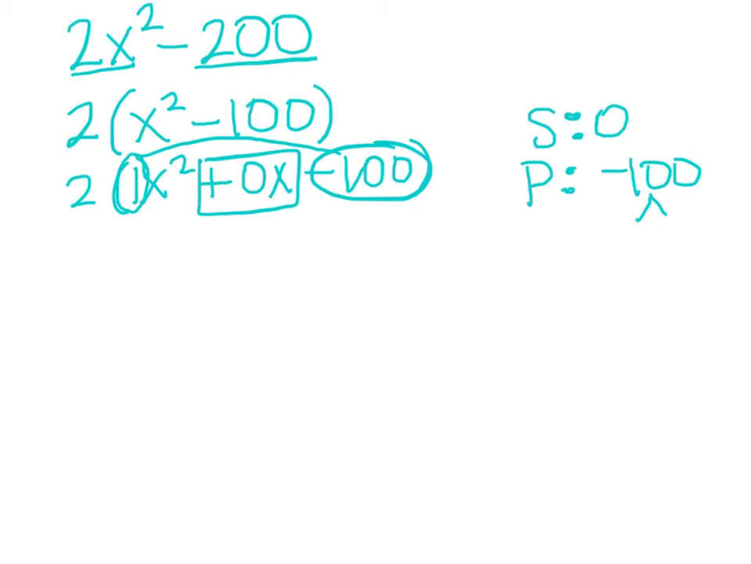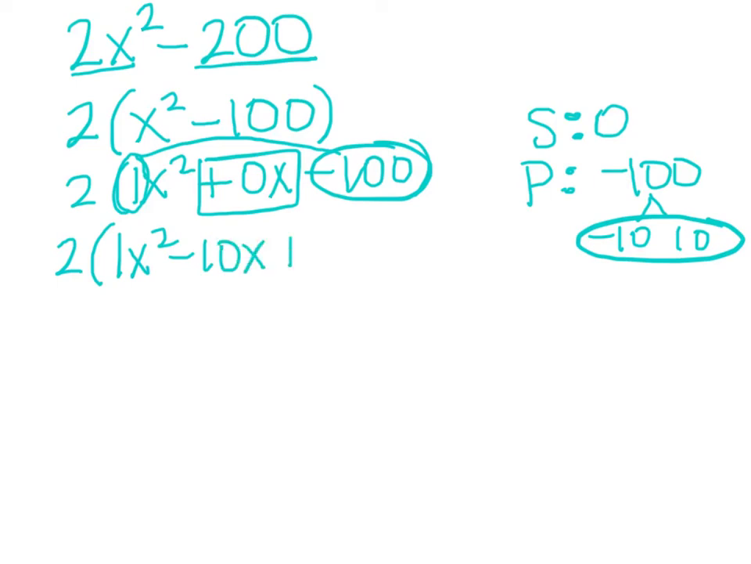Remember, you're looking for the numbers that add to 0, so it should be the same number but positive and negative, and they multiply to negative 100. So what times itself is 100? 10. So I'm going to use negative 10 and 10. Those are my two numbers. So keep writing the 2. It's the GCF. We're just going to keep writing it. Now I have 1x squared minus 10x plus 10x minus 100.